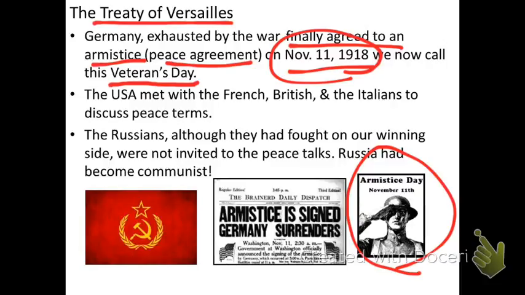And why did Germany agree to this? Well, they were exhausted by the war. They're running out of men, running out of raw materials, running out of weapons and food, munitions, and so they were defeated. The U.S. met with the leaders of the French, the British, and the Italians to discuss peace terms.